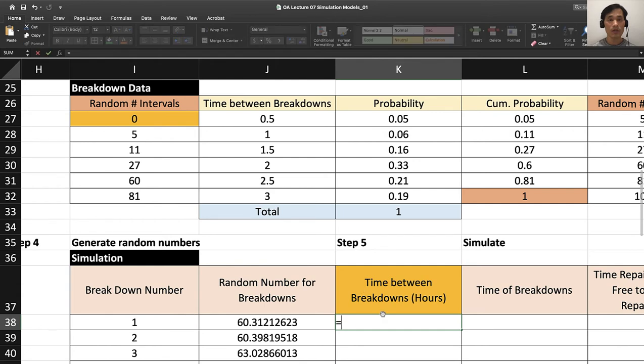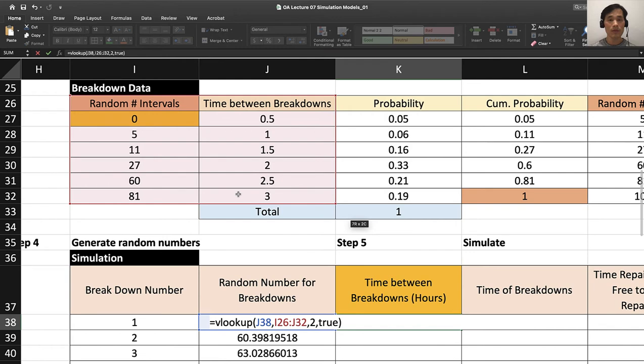So we have done the VLOOKUP function many times, so now you must be familiar with that. Look up 60 from this table, and then retrieve a value from the second column. And this is an approximate match.